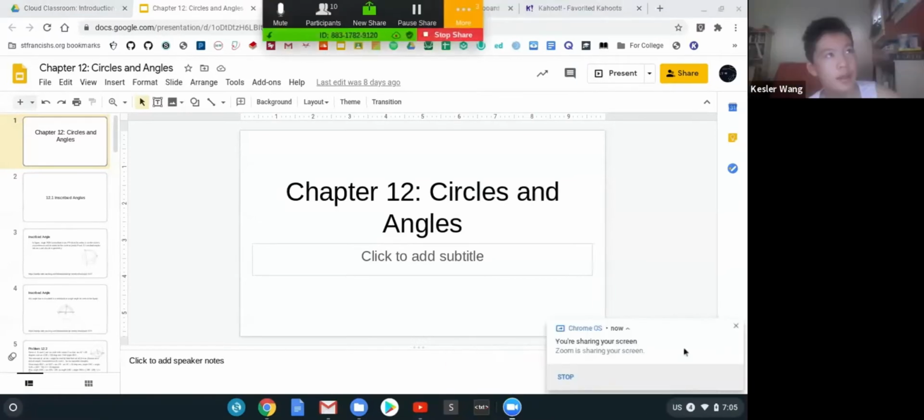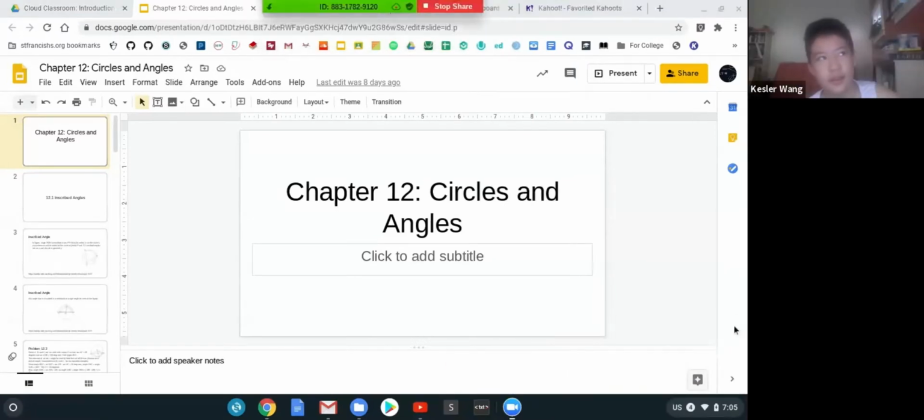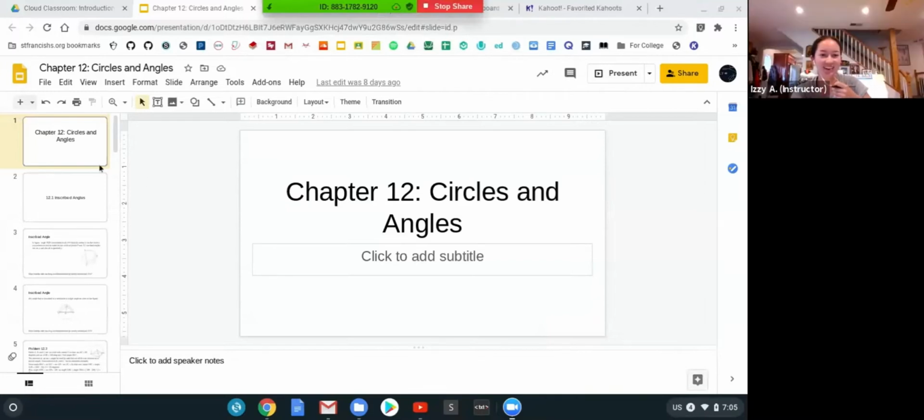Okay, so I'll go ahead and share my screen. I have double monitors, so I may look like I'm looking up. Okay, that's fine.